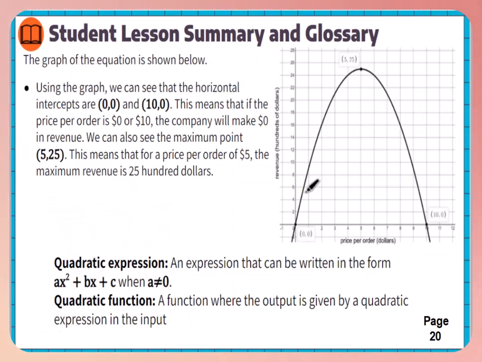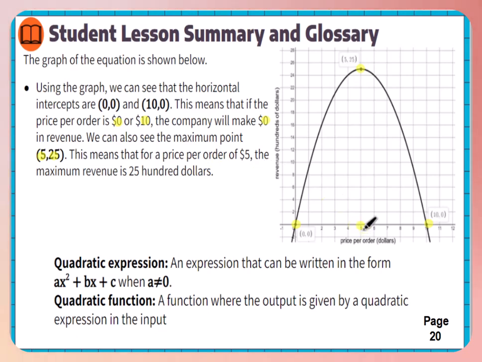The graph of the equation is shown here. Using the graph, we can see that the horizontal intercepts are at (0, 0) and (10, 0). This means that if the price per order is $0 or $10, the company makes no money. We can also see that at 5, if we go up to 25, that's our maximum. That's the maximum amount that we can get in dollars.